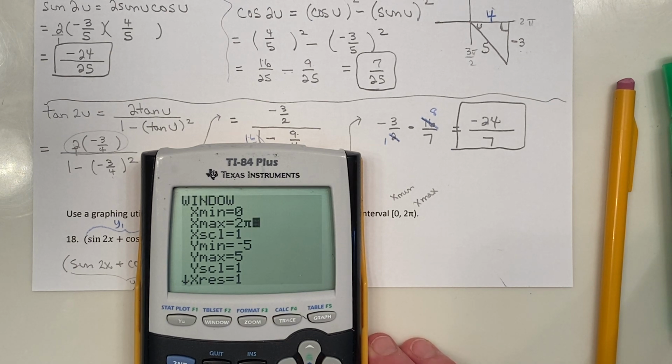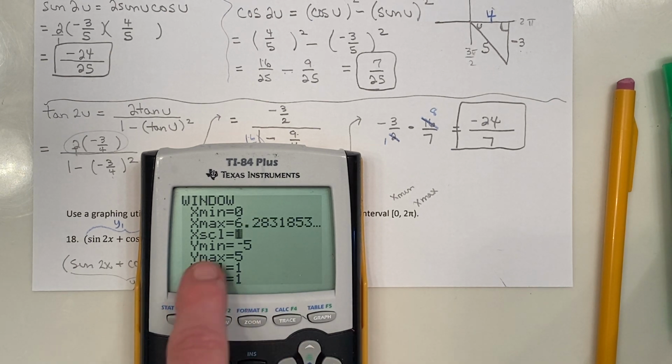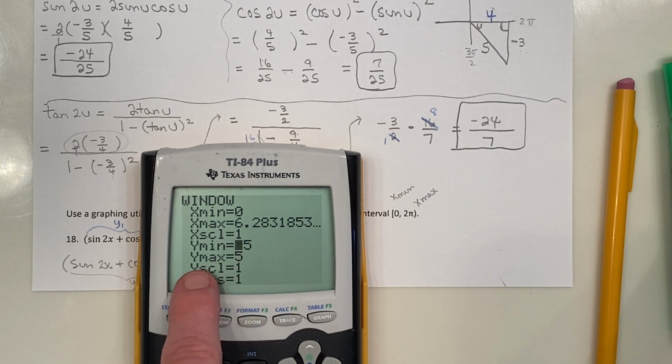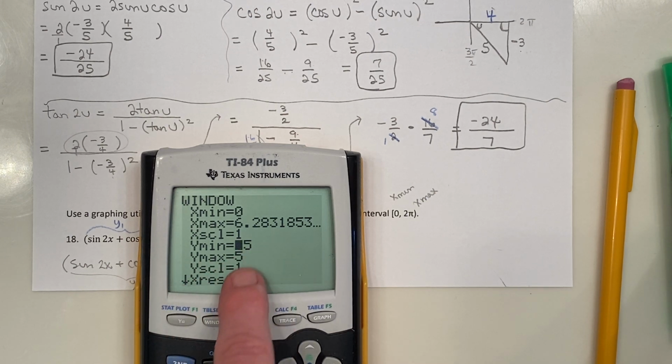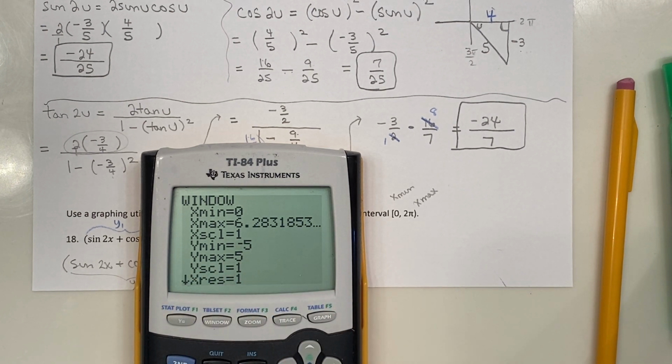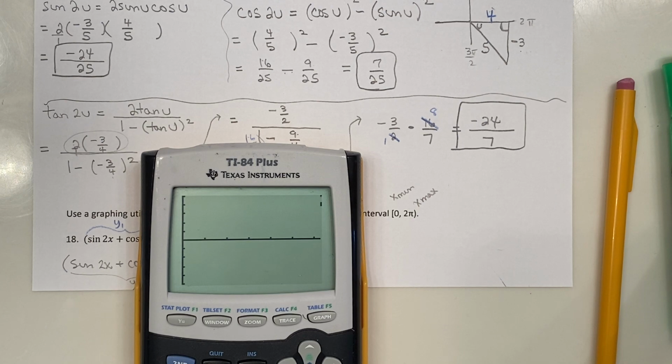When you hit the down arrow, it converts it to a decimal. The scale doesn't matter. I'm interested in where these two graphs are going to cross on the x-axis. So y min -5, y max 5 would certainly view y equals 0. So 0 is between these two numbers. So I think I'm good. Let me go ahead and hit the graph.